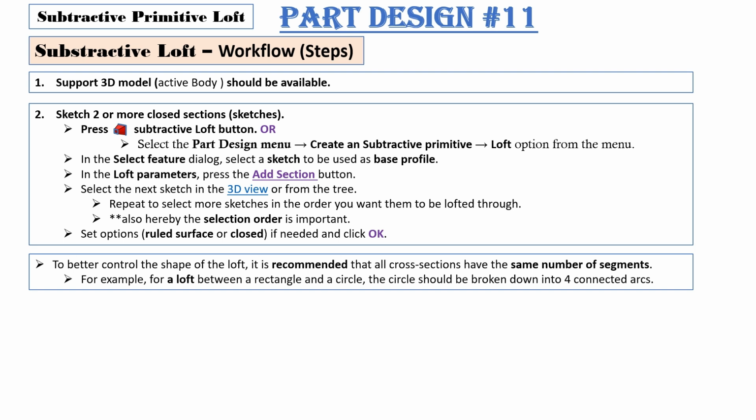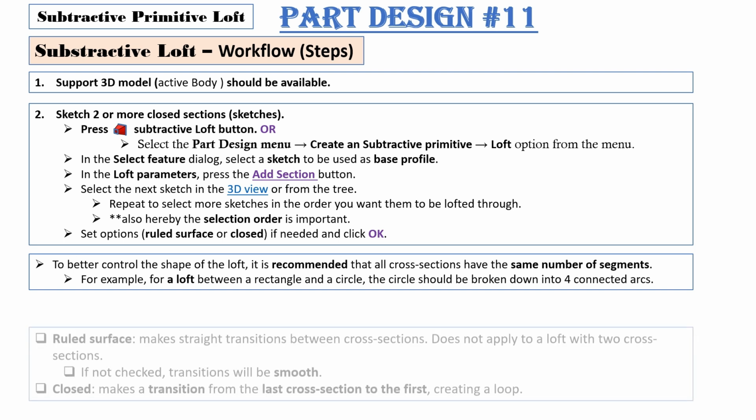It is recommended that all cross-sections have the same number of segments. For example, for a loft between a rectangle and a circle, the circle should be broken down into 4 connected arcs.